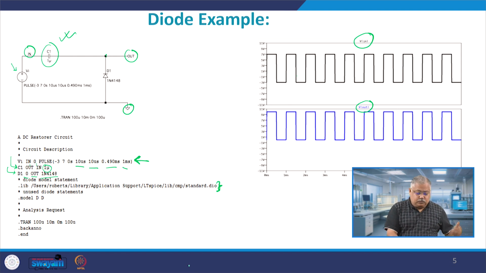Now, the type of simulation you want to do is basically a transient analysis, because it is a transient response which you get. So, what should be the transient response? It starts at 0, and then every 100 microseconds you should get a transient response. That is the order which you will get.